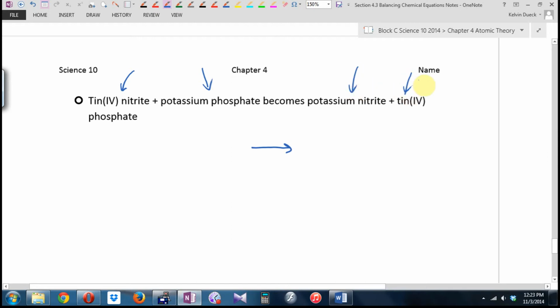So I'm going to have to crisscross to get the formulas, and then once I crisscross to get the formulas, I'll have the skeleton equation, then I'll balance it to get the full chemically balanced equation. Holy smokes.